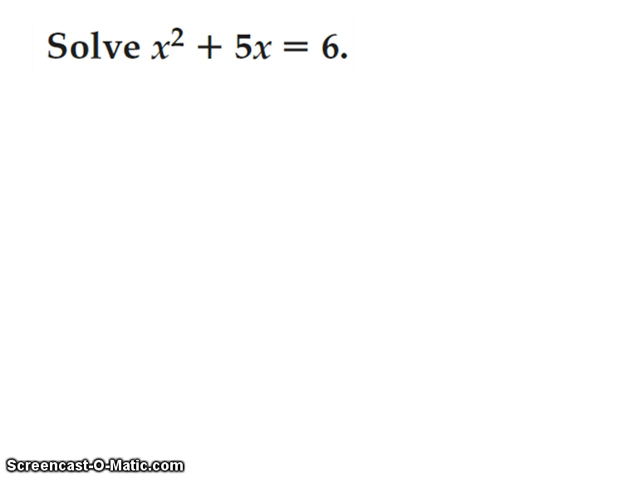How would we solve this equation? Well, the first thing we're going to do is subtract 6 from both sides. So we have x squared plus 5x minus 6 is equal to 0. So now we want to factor this trinomial.